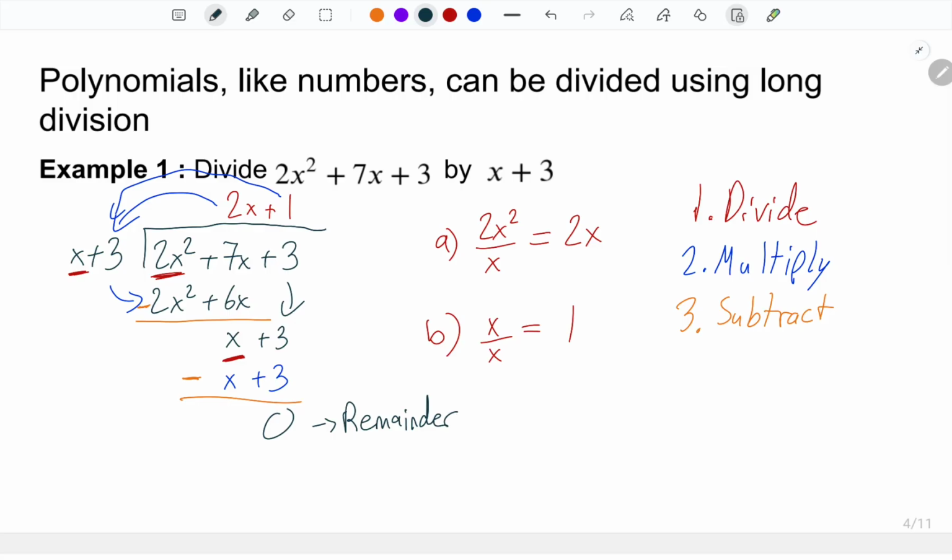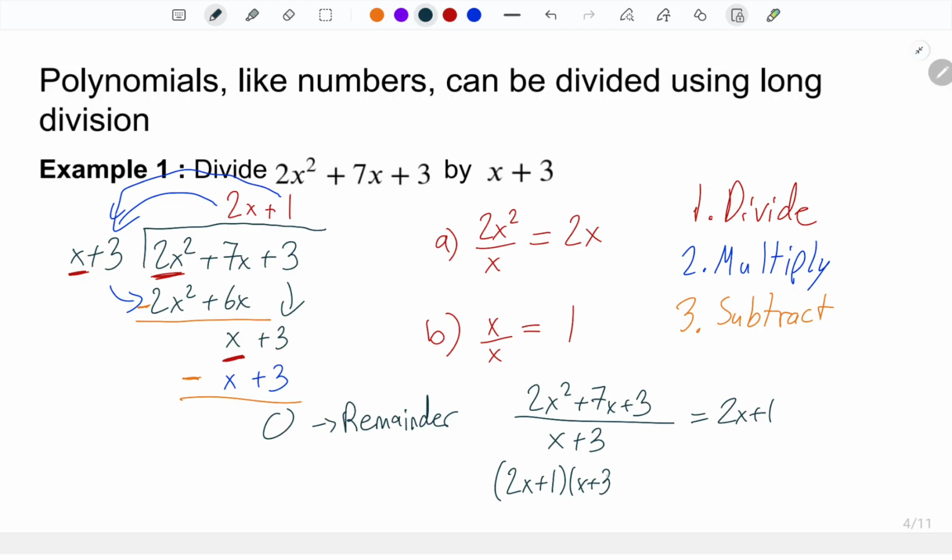So what we can say is 2x squared plus 7x plus 3, when you divide it by x plus 3, you just get 2x plus 1. Or another way I like to look at it is the multiplication statement, which is where you just multiply the two things, your quotient, your answer, with what you were dividing by.